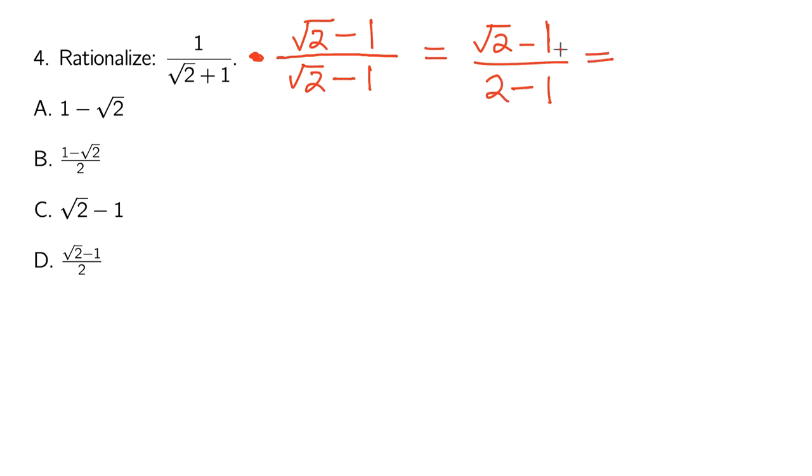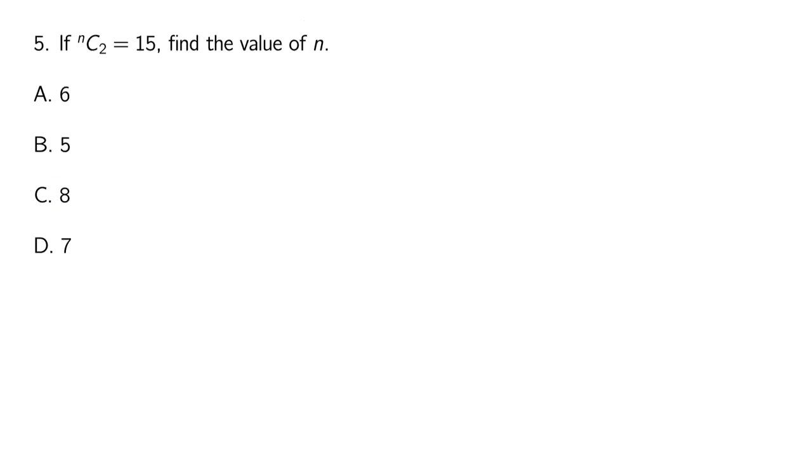Any number divided by 1 is the same, doesn't change. So we have square root of 2 minus 1 as the final result, and that is C. So we go to the next problem. That's question 5. Here we have, if n choose 2, or if n combination 2 equals 15, find the value of n.